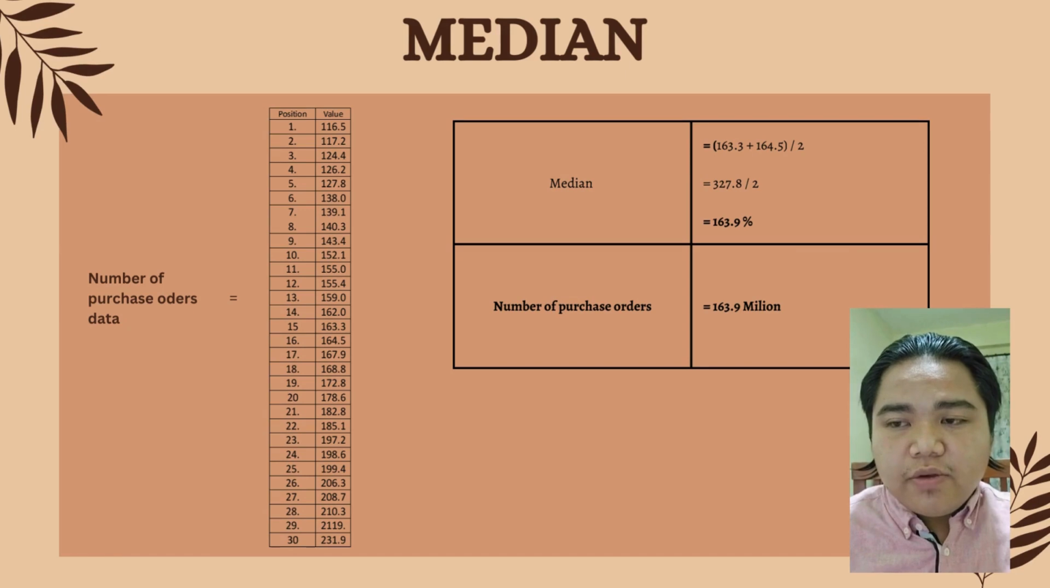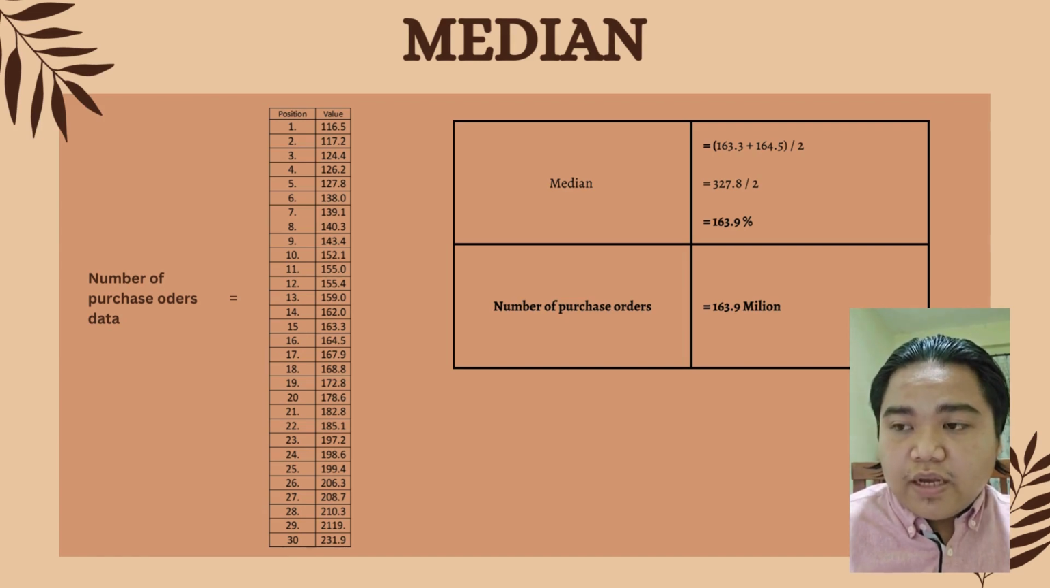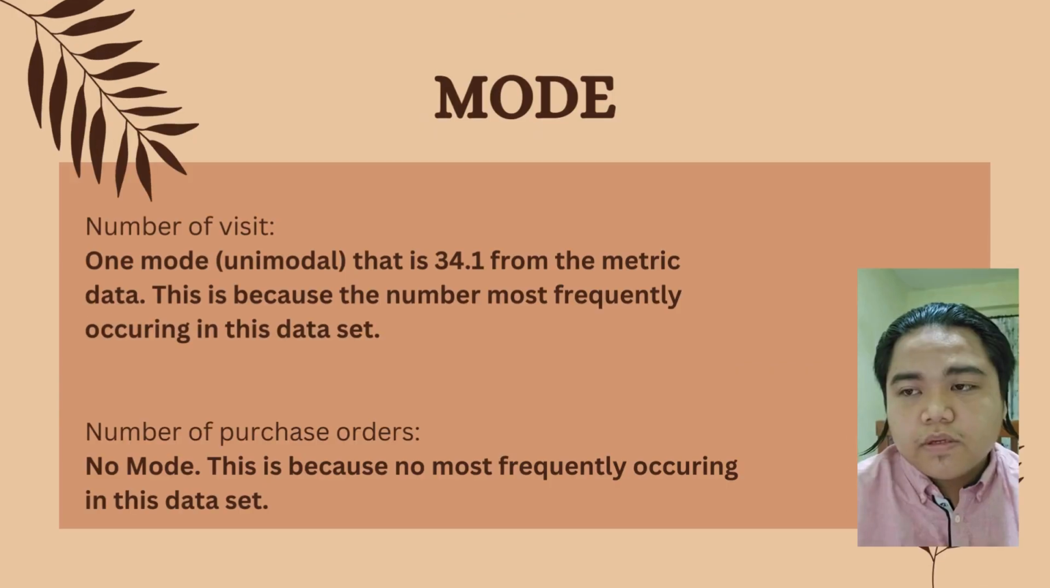For the second metric, the number of purchase orders, we do the same thing as for the first metric. My answer for the median is 163.9 million. So we can see the number of purchase orders is still higher than the number of visits, like the first metric. Last, the measure of central location for this question is the mode.